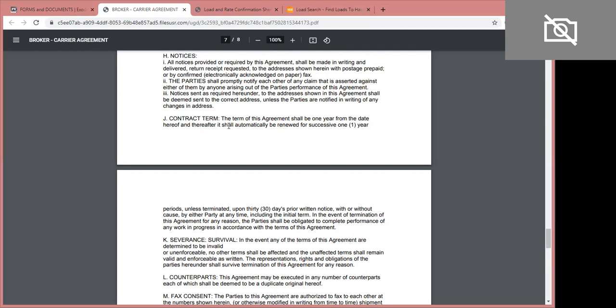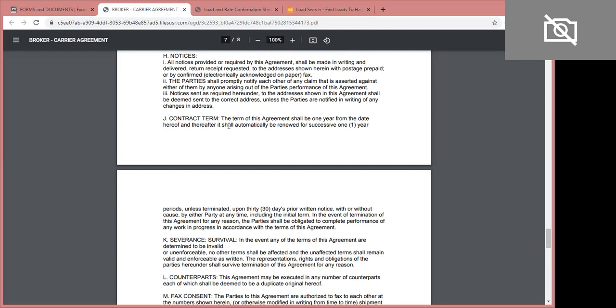So there are two types of forms you need when you're communicating with a broker, either a carrier communicating with a broker or the dispatcher communicating with the broker. It's the broker carrier agreement to get onboarded with the brokerage, and the rate confirmation to officially book that specific load and other loads going forward.